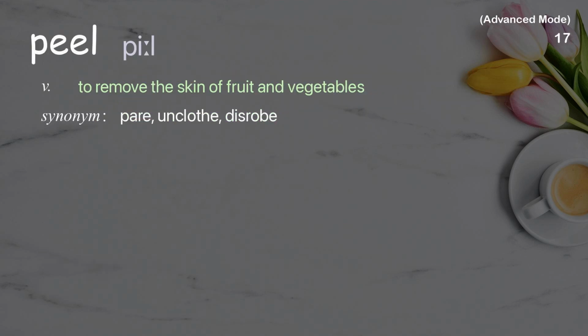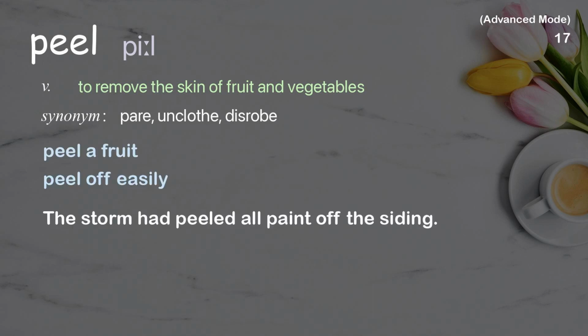Peel. To remove the skin of fruit and vegetables. Examples: peel a fruit, peel off easily. The storm had peeled all paint off the siding.